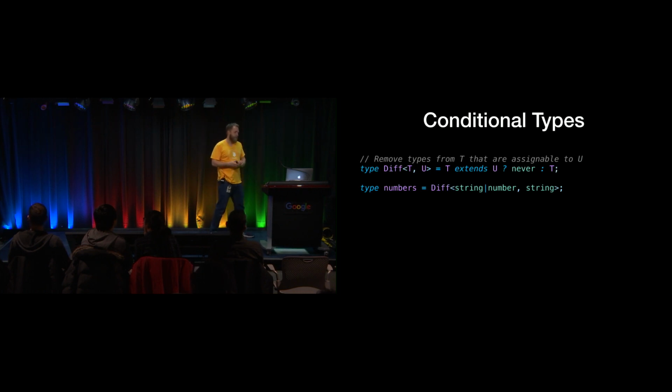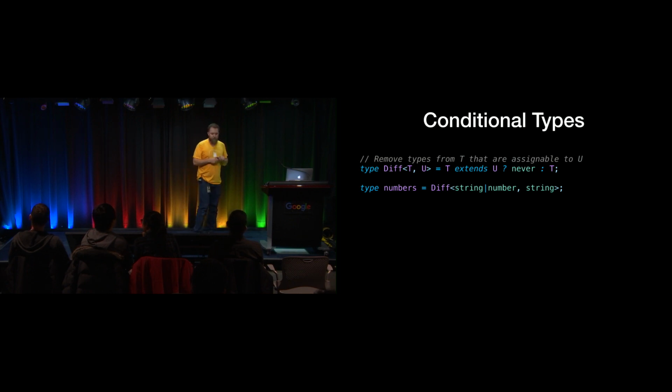Diff. So if we're building a more complicated type, which we'll call diff of T and U, we remove types from T that are assignable to U. So we check, OK, does T extend U? If it extends U, we'll return a special type called never, which means it just eliminates those. However, if T doesn't extend U, we'll return those T back. That creates a subset of that. We can remove some of the types.